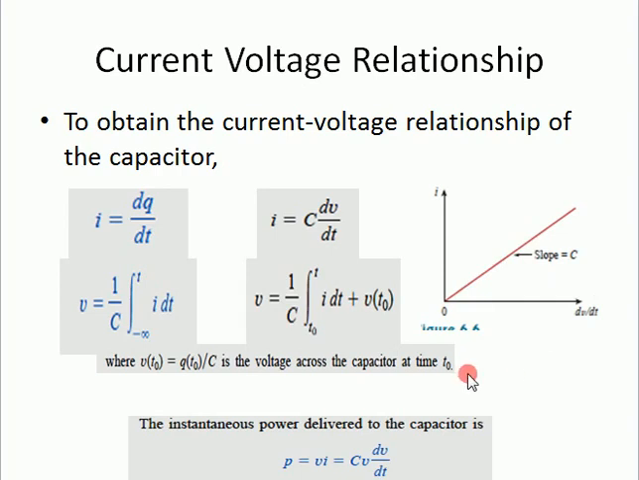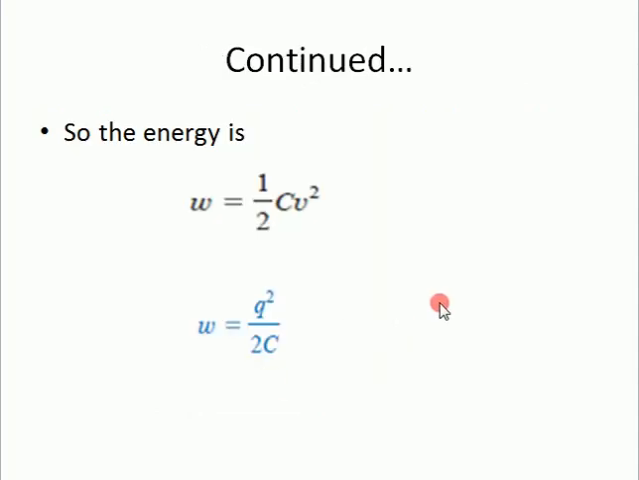When we have to calculate the instantaneous power that is delivered to the capacitor, P is equal to VI. By putting the value of I here, we get V as it is, and I is equal to C dV over dt. So we get the value of instantaneous power delivered to the capacitor, and the energy will be half CV square, or we can also write energy is equal to Q square over 2C. By putting the value of V or any other unknown, we can get this formula from here.